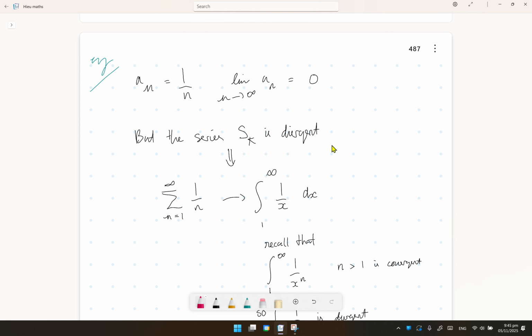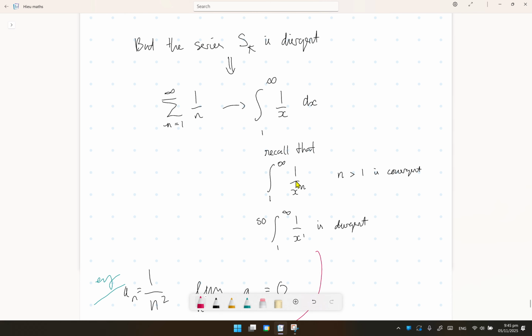So what we can do is compare the sum to infinity of 1 over n to the improper integral from 1 to infinity of 1 over x dx. And what we recall is, if you remember this form, 1 over x to the n, if n is less than or equal to 1, the integral is divergent. And if n is more than 1, then the integral is convergent.